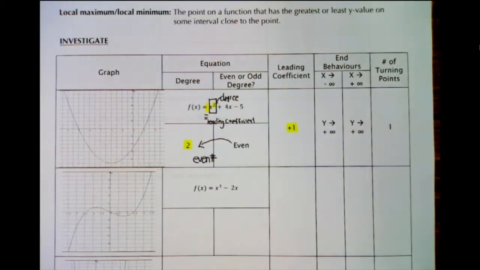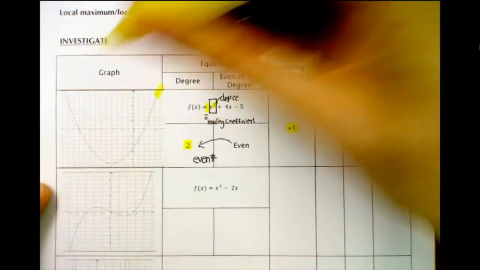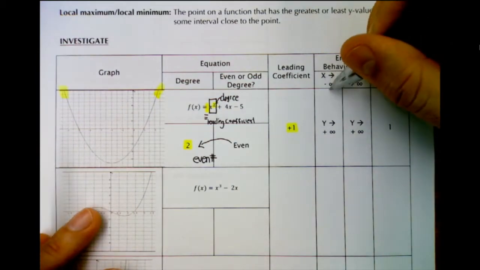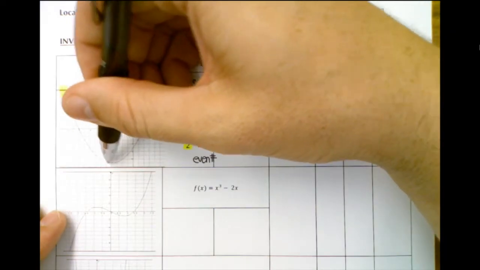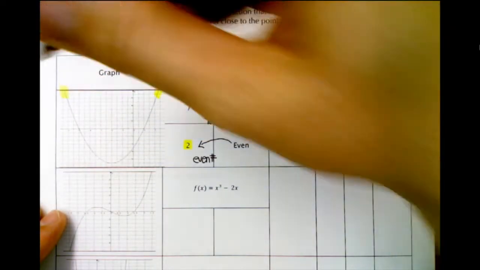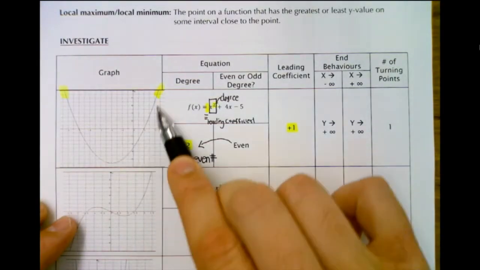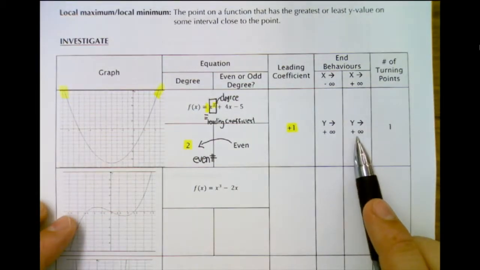End behaviors? Well, we're just looking at the ends of the graph. So our ends are up here and up here. So our first one is as x approaches negative infinity, y approaches positive infinity. That means as we go to the far left of the graph, where's the graph going? Well, it's going up to infinity. And as x approaches positive infinity, we're going to the far right of the graph, which means we're going up to the right, and again, we're approaching positive infinity.